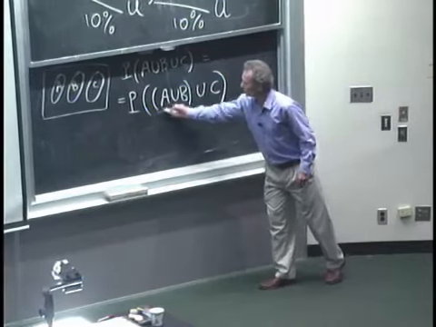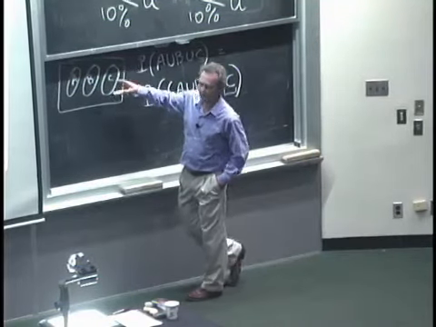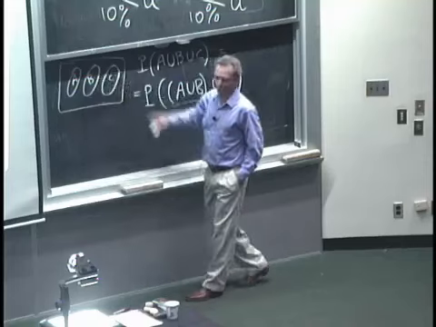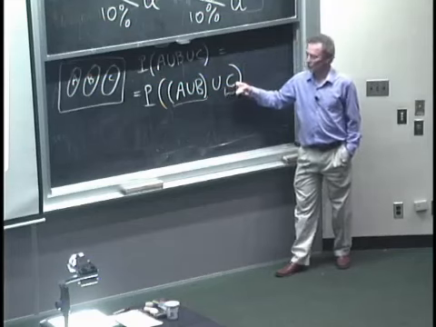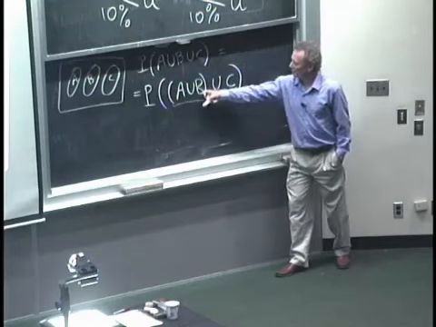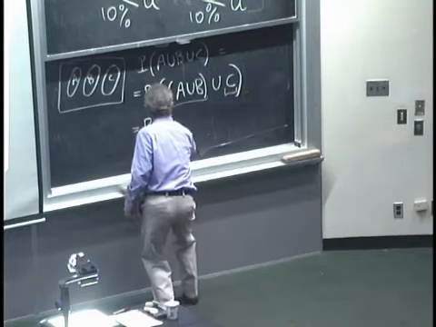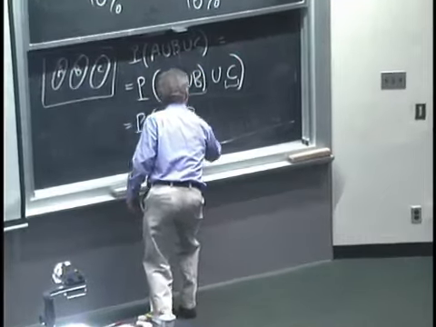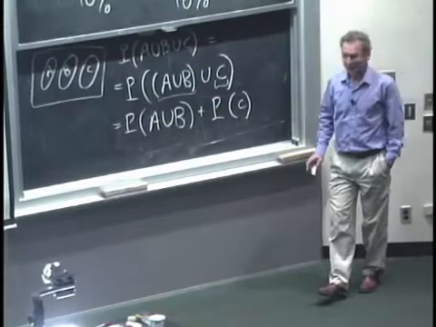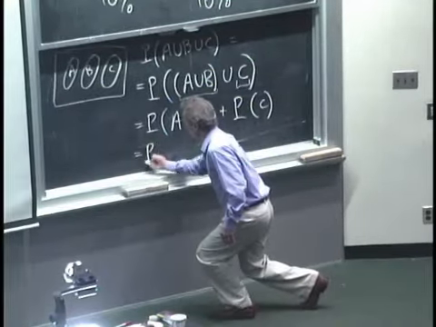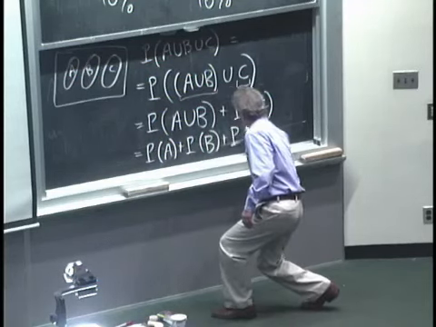So here we have the union of 2 sets. Now, A, B, C are disjoint by assumption, or that's how I drew it. So if A, B, and C are disjoint, then A union B is disjoint from C. So here we have the union of 2 disjoint sets. So by the additivity axiom, the probability of that union is going to be the probability of the first set plus the probability of the second set. And now I can use the additivity axiom once more to write that this is probability of A plus probability of B plus probability of C.